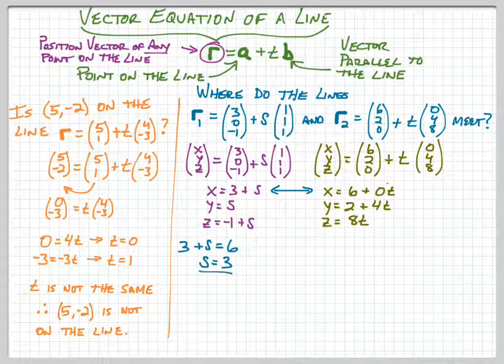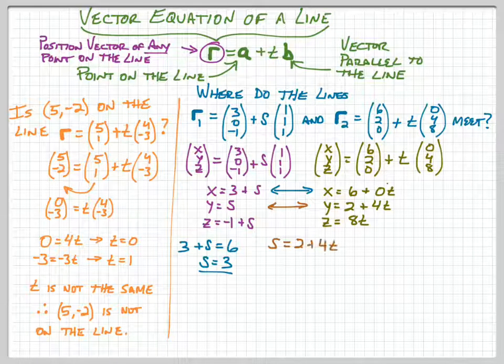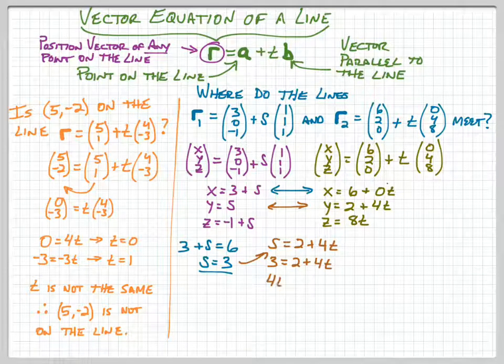Now let's look at how we can use this 3 with some of our other unknowns, with our y and our z. With our y, we have s equals 2 plus 4t. We're just setting both of these y's equal to each other. Well, we already know what s is, so we can plug that right in. So we've got 3 equals 2 plus 4t, and 4t equals 1, therefore t equals 1/4.